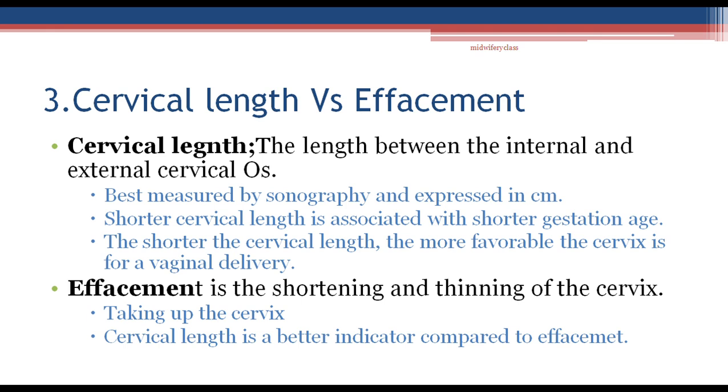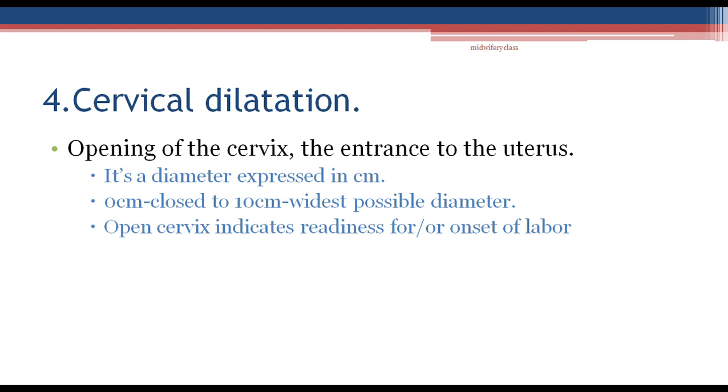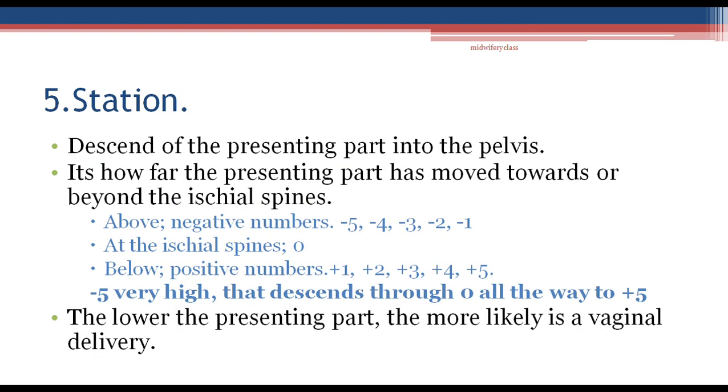Knowing this, let's look at the cervical dilatation, which is the fourth parameter. It's basically the opening of the cervix. The cervix is the entrance to the uterus. Cervical dilatation is a diameter that is expressed in centimeters. It's 0 centimeters when the cervix is closed and 10 centimeters when the cervix is open to its widest possible diameter, or perhaps what by convention we call the widest possible diameter. An open cervix is an indicator for readiness for or onset of labor. And knowing that, we can go ahead and look at station.